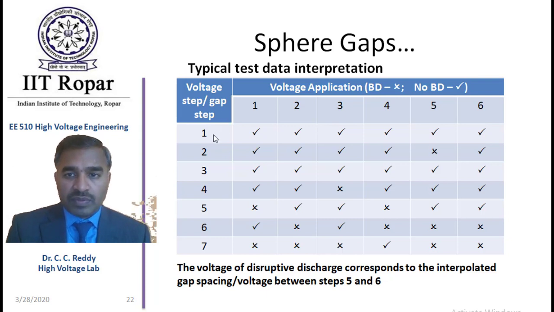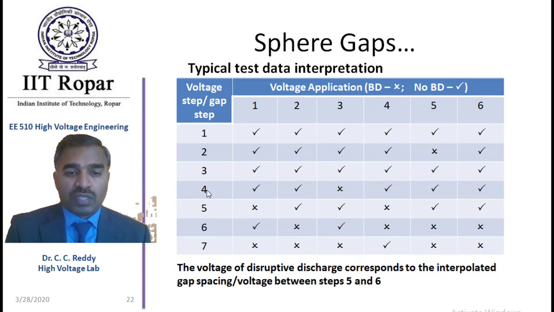Now, at a particular voltage step, the first step, you observe all tick marks. Tick marks mean no breakdown, and cross marks mean there is a breakdown. So, in the first step, 6 times the same voltage is applied and there is no breakdown in any of the instances. And second step, again 6 times the same voltage is applied. At the fifth application, one breakdown occurred. But third step, again there is no breakdown, which means the fifth application breakdown in the previous step is some error.